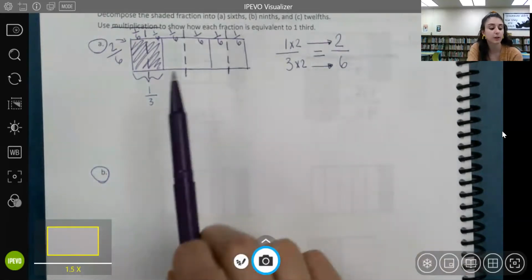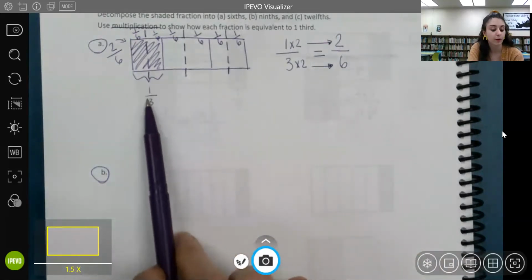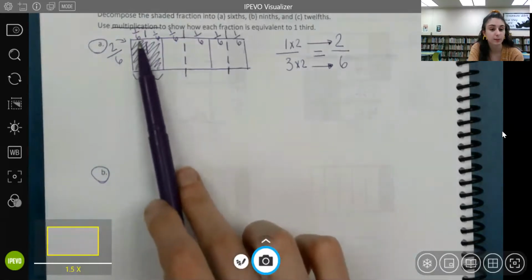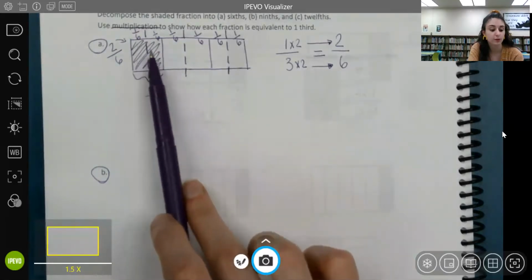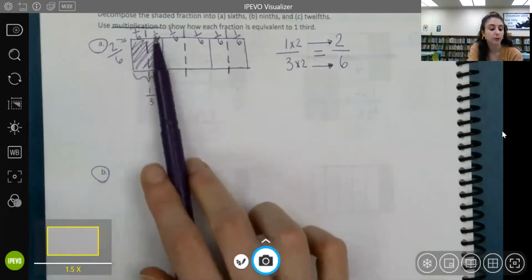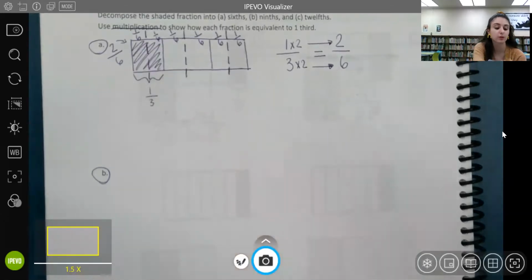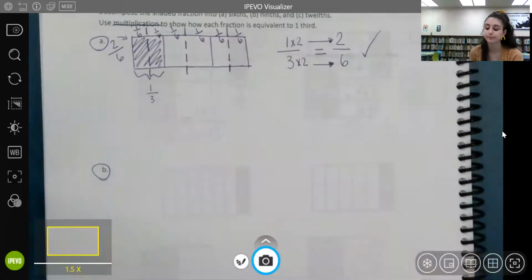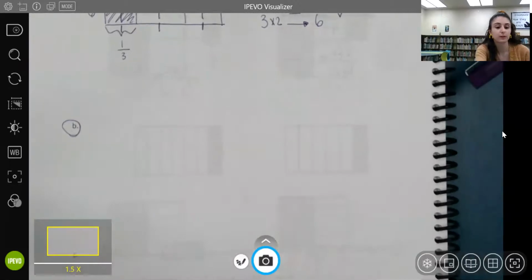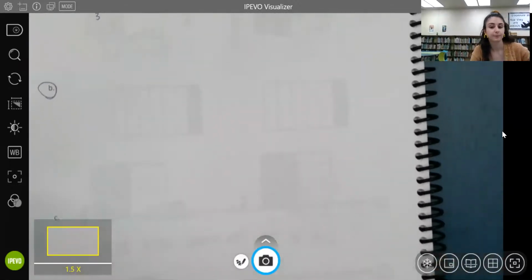And if we look at our diagram again, we can see that 1/3 right here is equal to 2/6, 1/6 and 1/6. So 1/6 and 1/6 is how you would add these two together. So that is correct. So we're going to put a check mark. So now we only have one more problem to go with letter B.